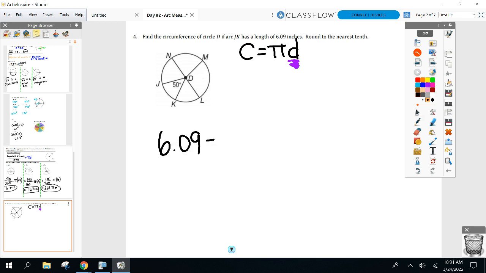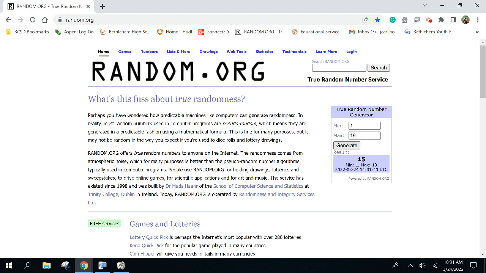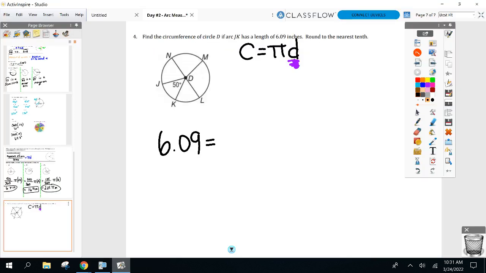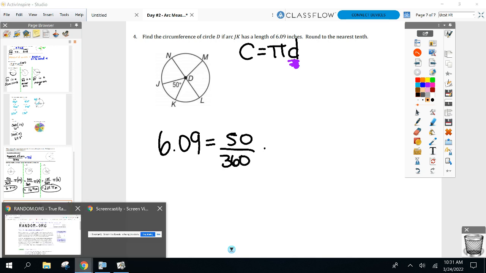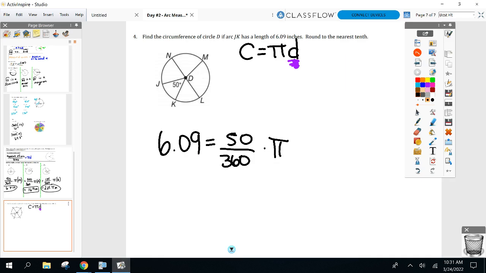6.09, the length, is equal to, help me with the rest of the formula now. The length is equal to the measure, 50, over 360 times, finish the formula. There we go. And guess what I'm solving for now? Not the length, but D.